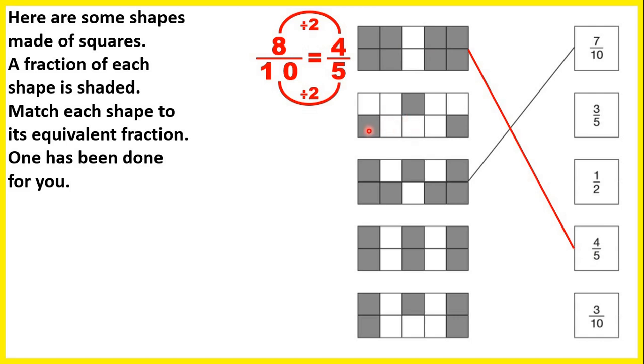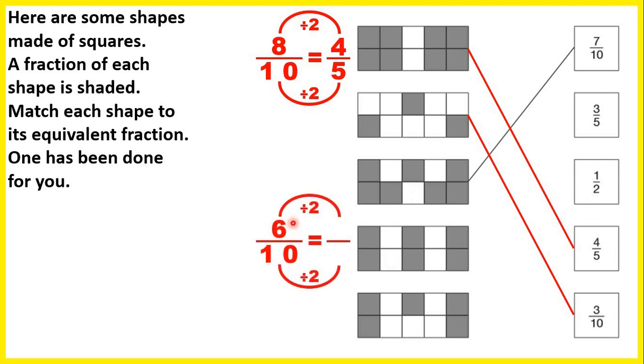Now for this shape, we have 3 parts out of 10, so that's 3 tenths. Here we have 6 parts out of 10, but because we don't have 6 tenths as a fraction, we can simplify it. Again, we can divide both the numerator and denominator by 2, and that gives us 3/5.